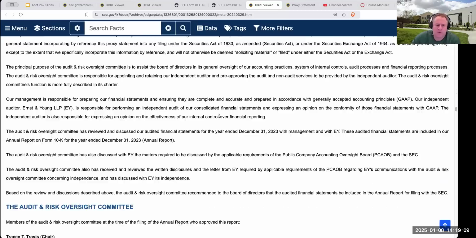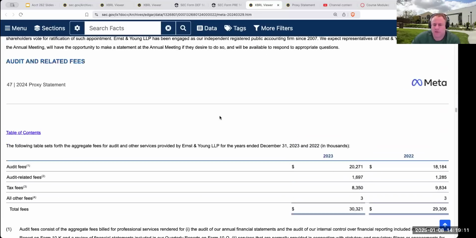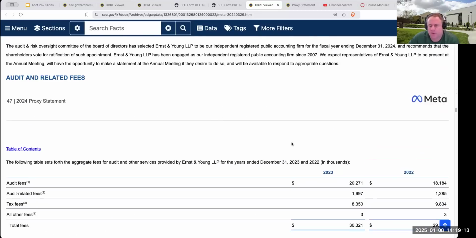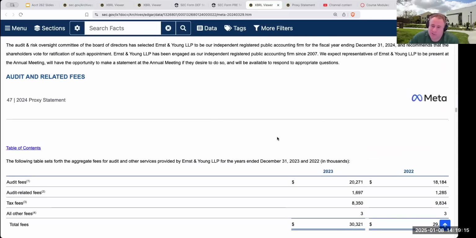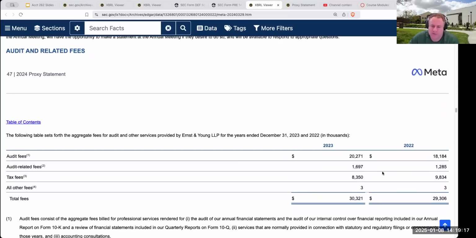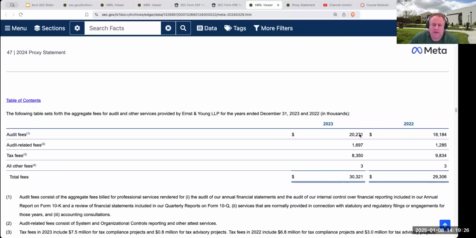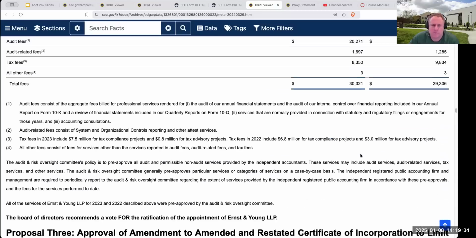Shareholder engagement, related parties. So here you go. This is how much EY charges for their fees. They're charging 20 million. Actually, no, is that in thousands? They're charging 20 million for audit. They're charging 8.3 million for tax fees.